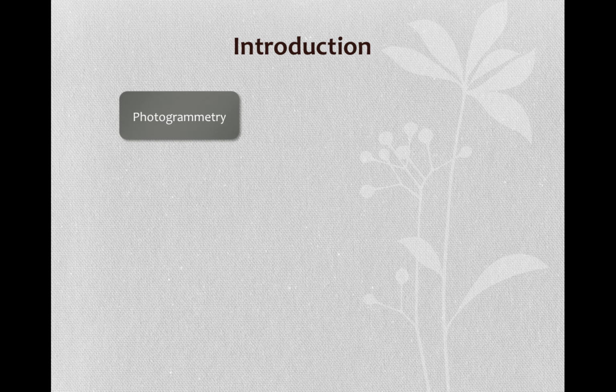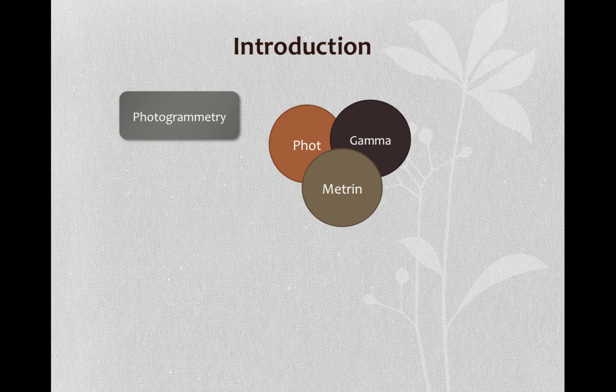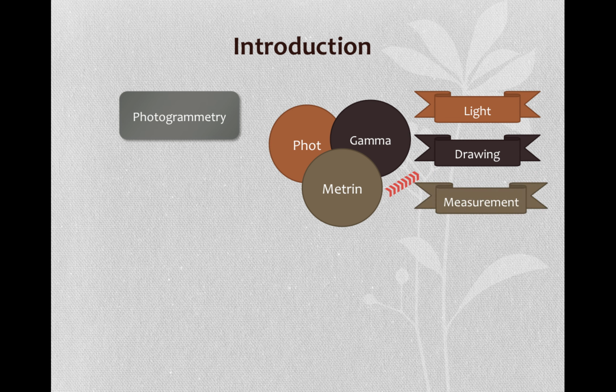What is photogrammetry? Photogrammetry is an engineering code of practice that has spread by the revolution of computer science. Therefore, the drastic increment in computer utilization has heavily influenced photogrammetry applications. The word photogrammetry is derived from three Greek words, photo, gamma, and metrin, that denote light, drawing, and measurement respectively.